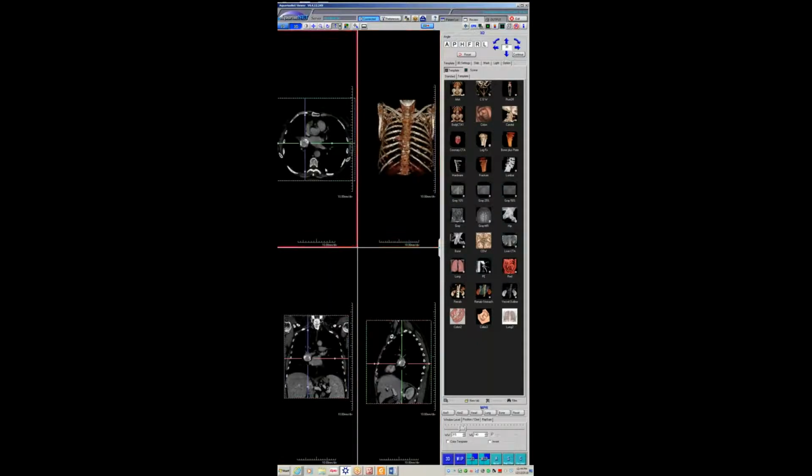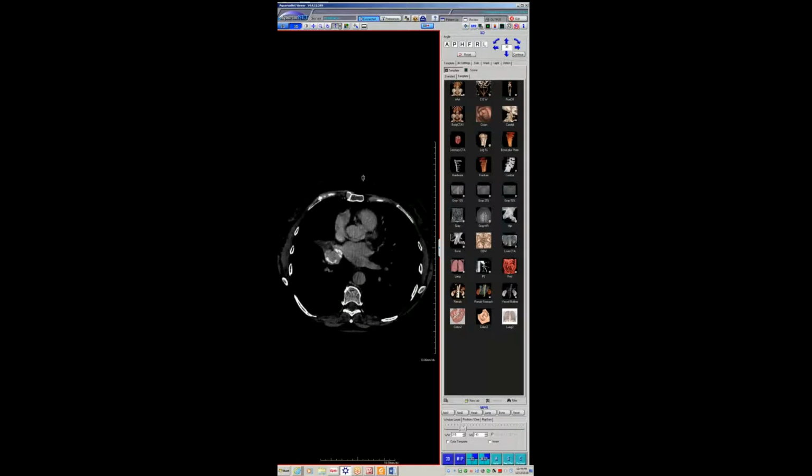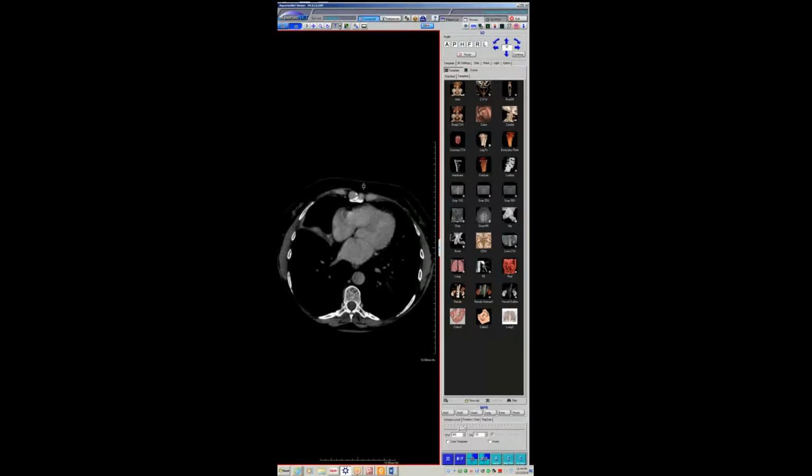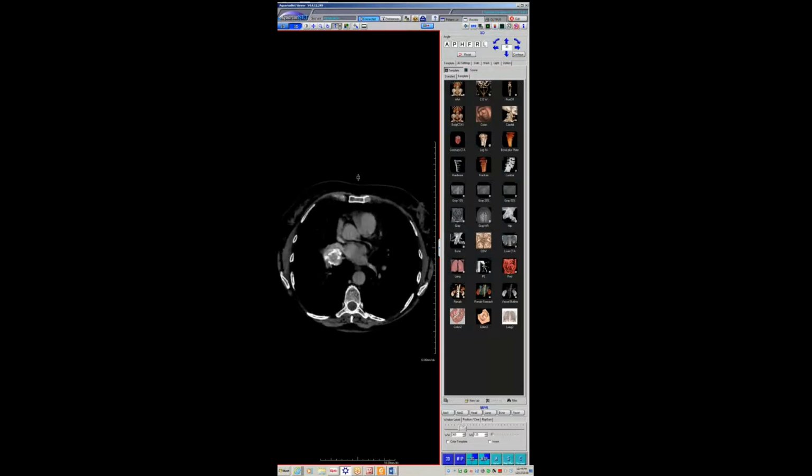Hang on, Seth, before you go away. Can you scroll down to show the interventricular septum here? There's not that much contrast on board. As you said, this is late. Yeah, it's very late.